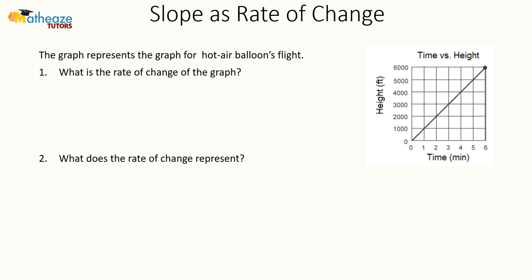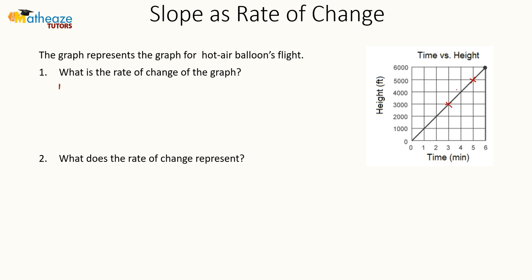So the graph represents the graph for a hot air balloon flight. What is the rate of change? So we're going to pick a point, doesn't matter what point. We're going to pick this point right here, this right here, and this right here.